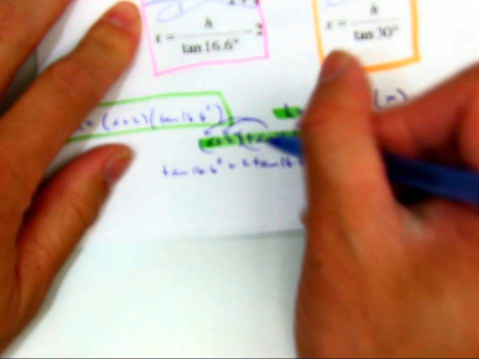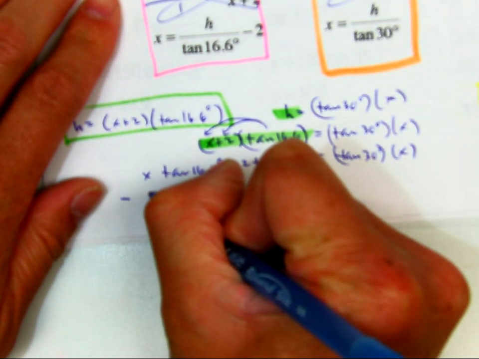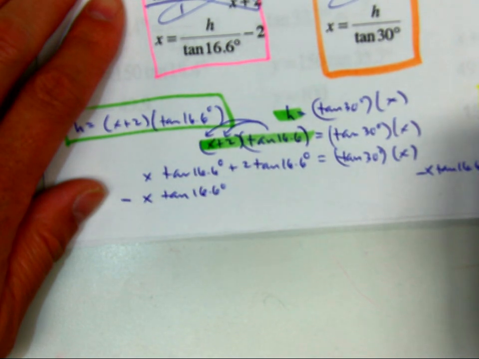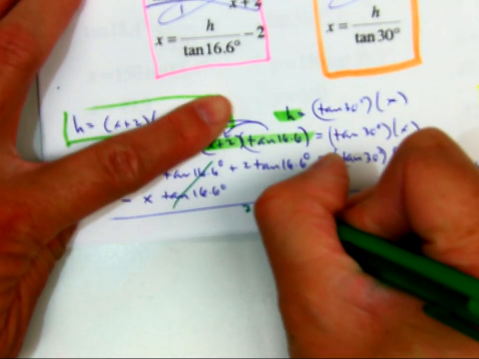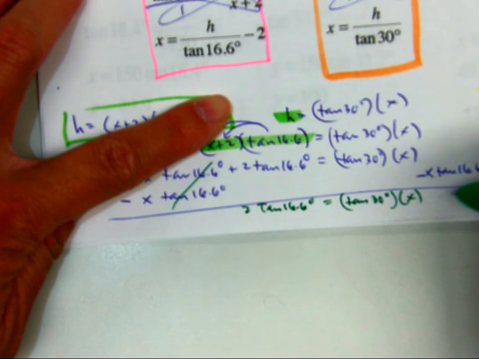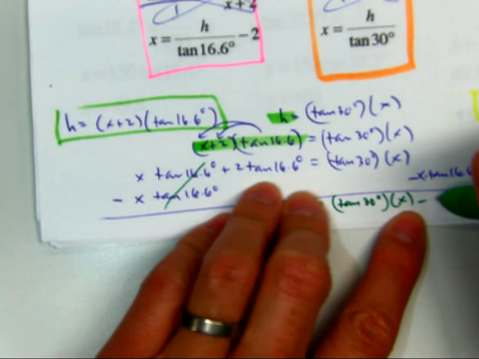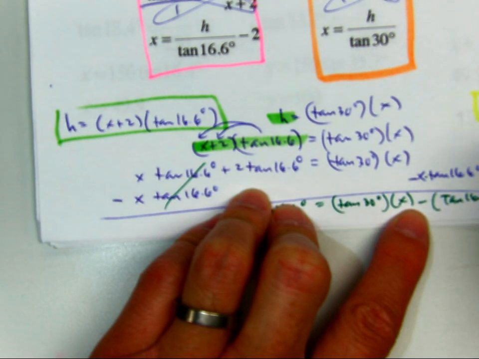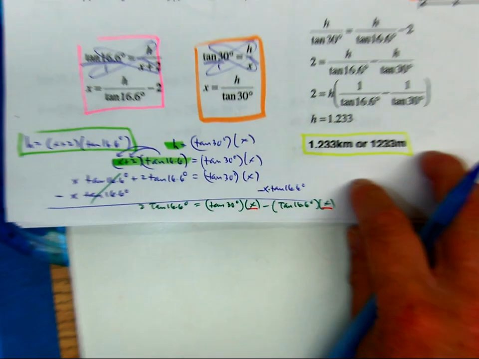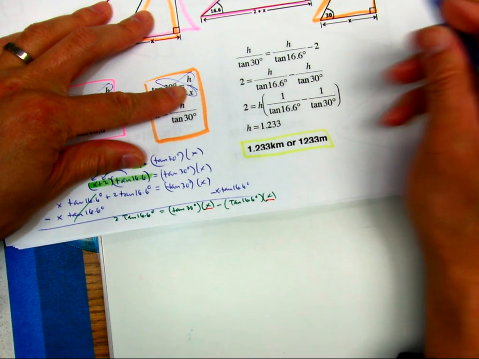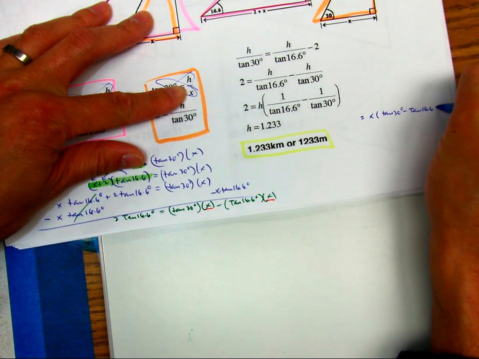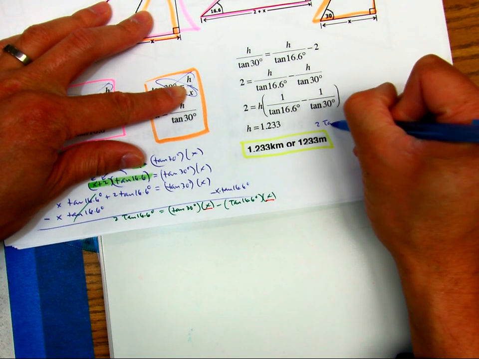I forgot my x. So I'm going to subtract this one to this side. Now you're going to get 2 times the tangent of 16.6 degrees equals the tangent of 30 degrees times x minus tangent of 16.6 degrees times x. I'm going to factor out an x. So on the right side, it's x times tangent of 30 degrees minus tangent of 16.6 degrees, and the left side is still 2 tangent 16.6 degrees.